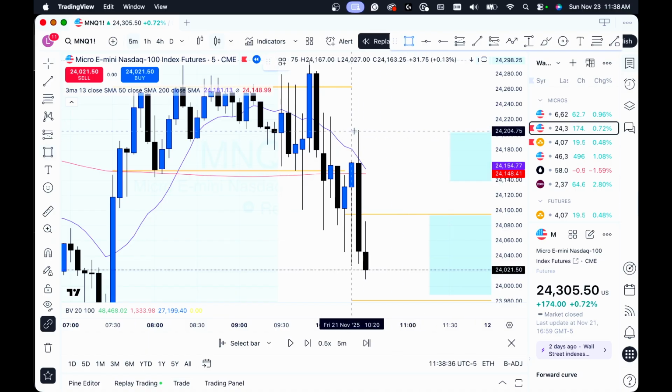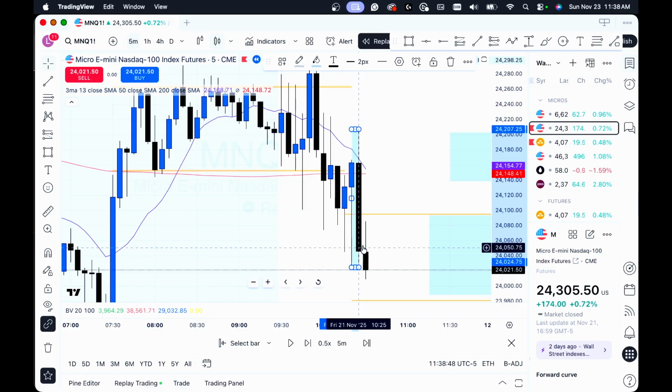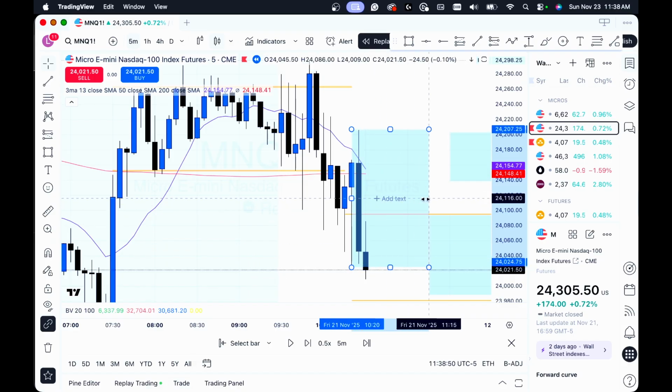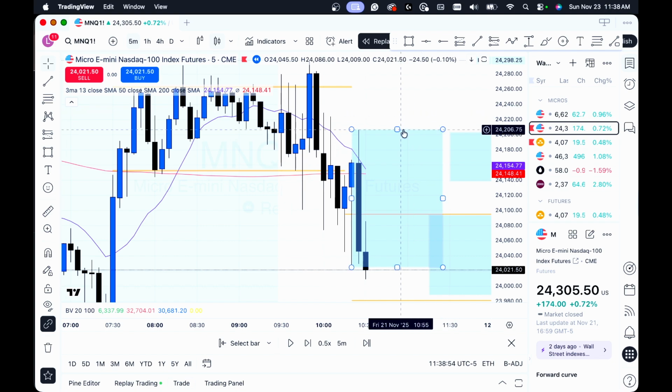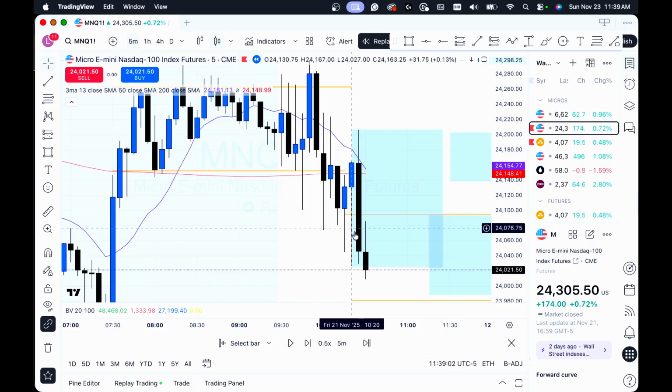That's how I would do it. I'll grab this top wick. I'll come all the way down to the bottom of this bullish wick. And then I'll draw my supply zone. Just like this. This is a very big zone. But this is how I will draw my supply zone.